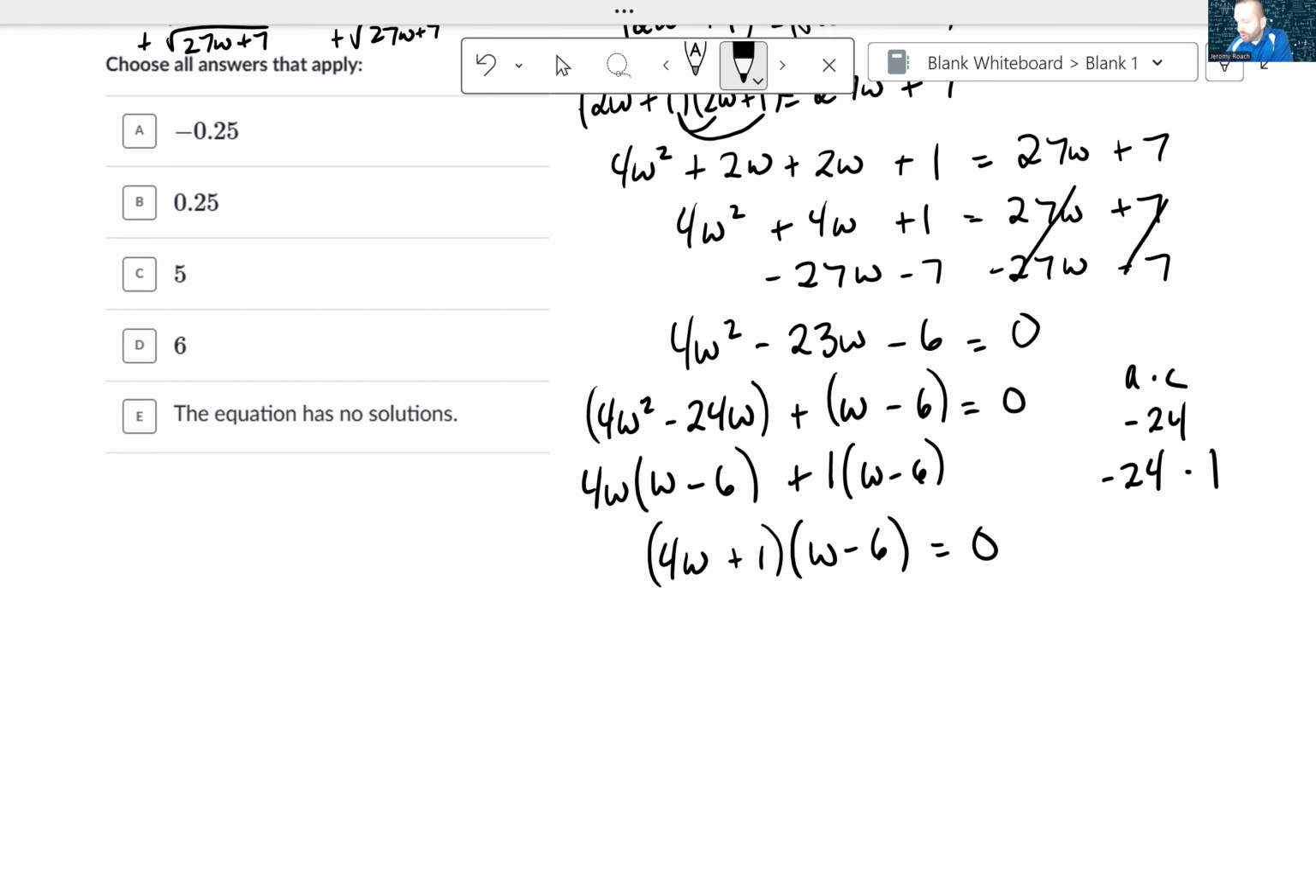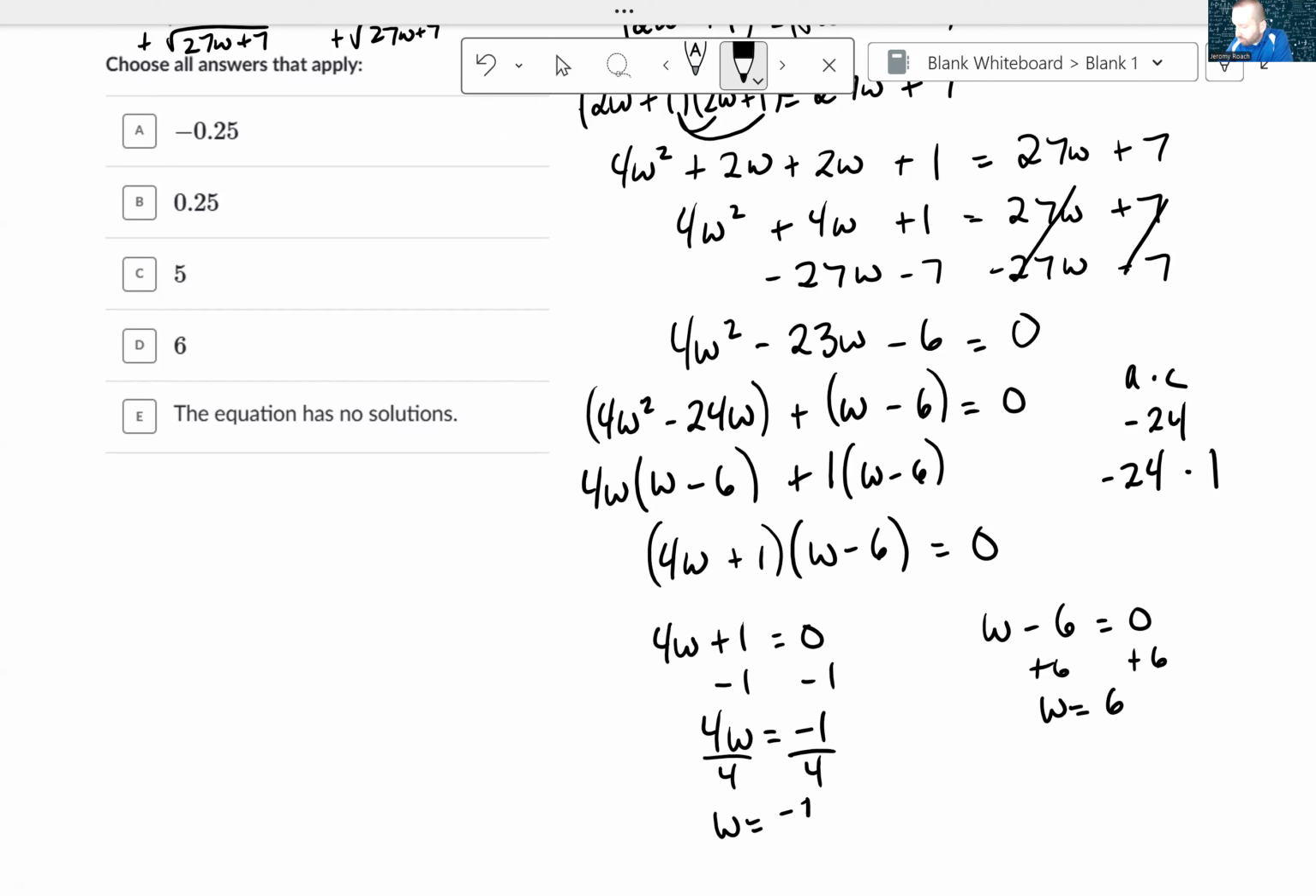Set these equal to 0 individually. And we get w equals 6, and 4w equals negative 1. Divide by 4 on both sides. We get w equals negative 1/4. Okay, so those are our answers that we get for w, negative 1/4 and 6.